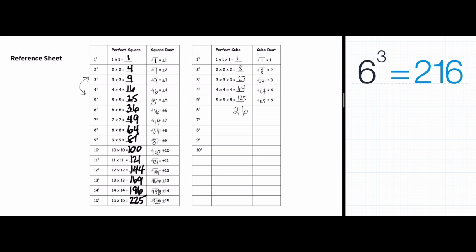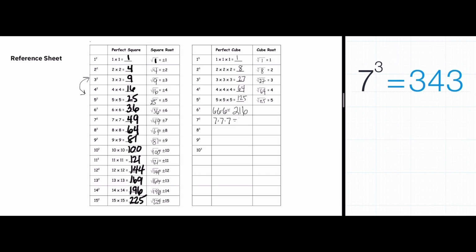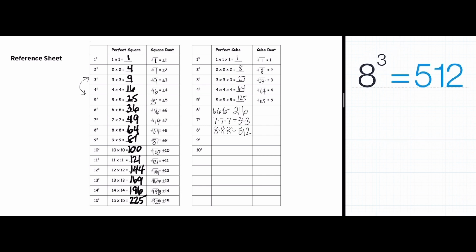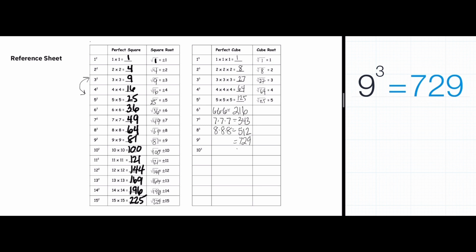I'm just going to write. And then we'll do the same thing, 7 times 7 times 7. 343, and we'll do the same thing with 8. 8 times 8 times 8. 512. 729 and 1,000.